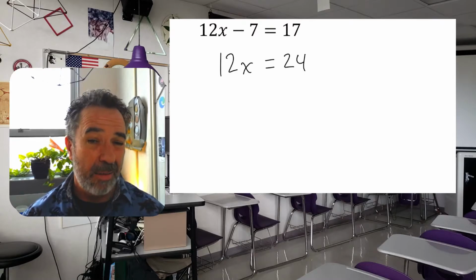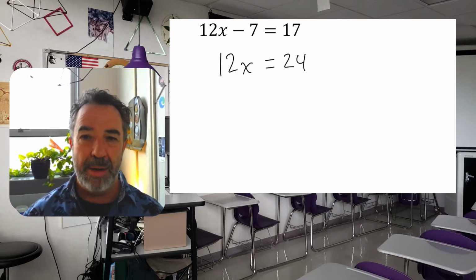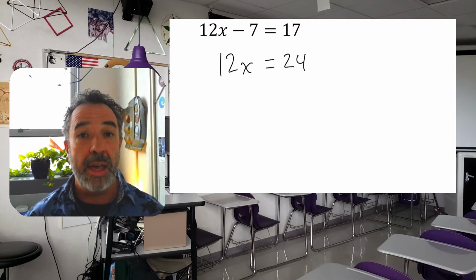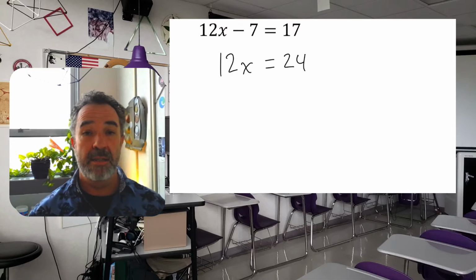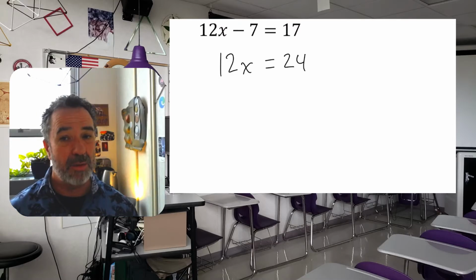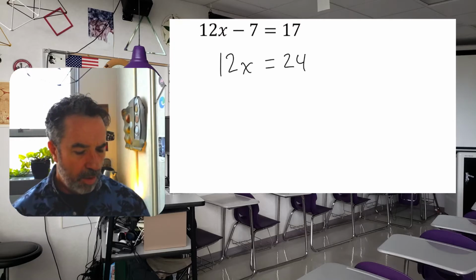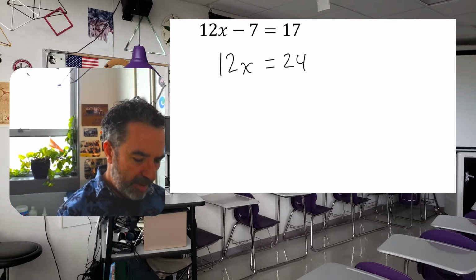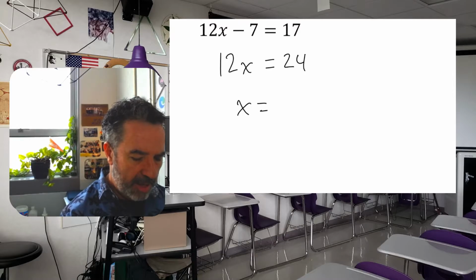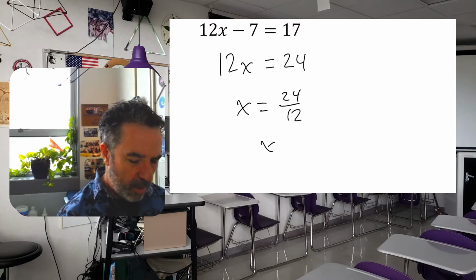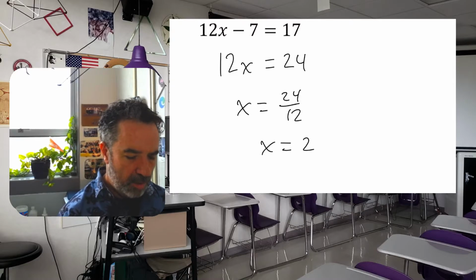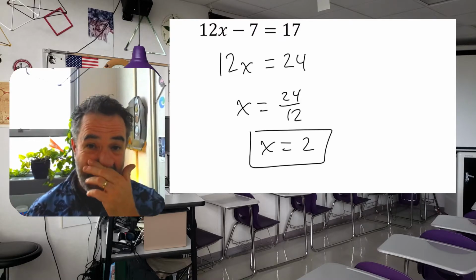And the next thing I'm going to do is I'm going to take both sides and divide it by 12. Okay, so if you have equal things and you divide both sides by a value that is not 0, you're going to get equal things. Well, 12x divided by 12 is going to give me x. And on the other side, I've got 24 divided by 12. It turns out 24 divided by 12 simplifies to 2. So x is 2. Is that the solution?